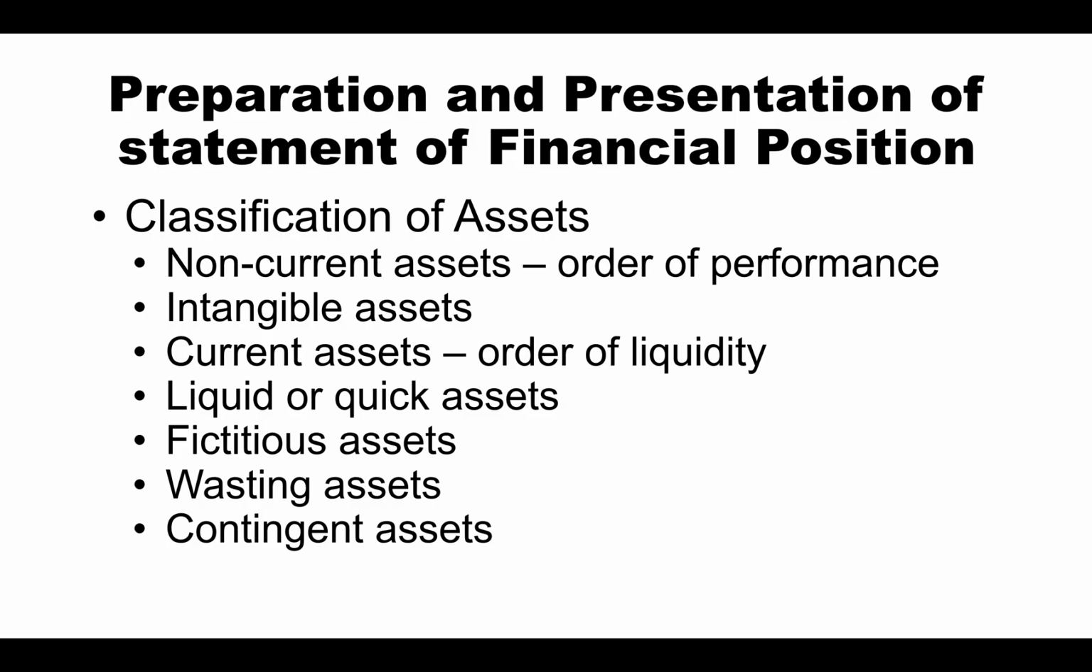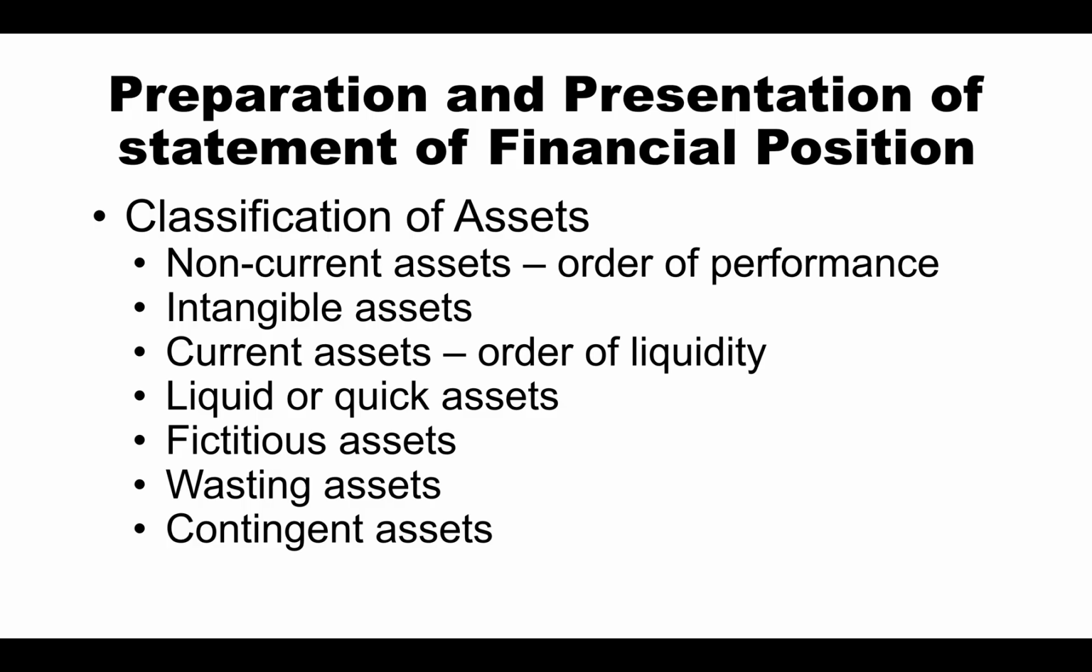So we are also going to look at the preparation and presentation of the statement of financial position, the things that we need to involve ourselves with. We are going to look at the classification of assets. So we have the non-current assets. As you can remember, in our introduction, we said we arrange them in the order of performance. We also have the intangible assets, like patents.